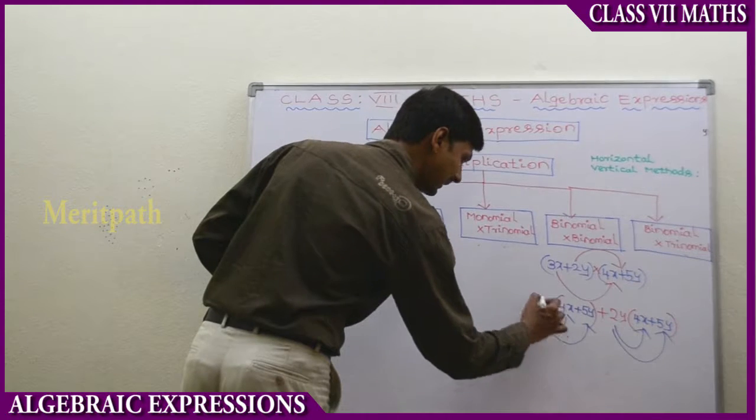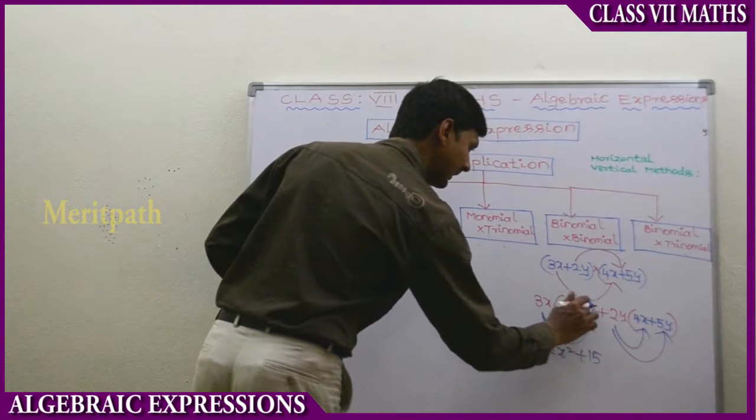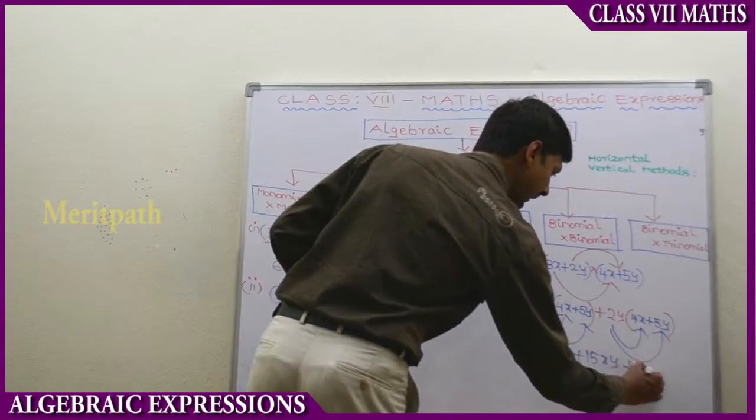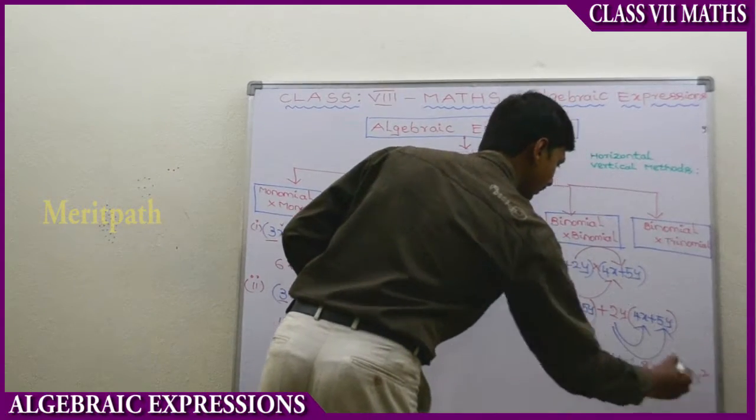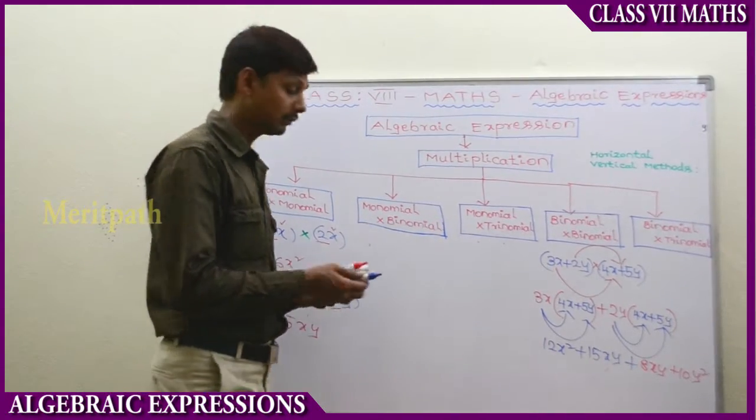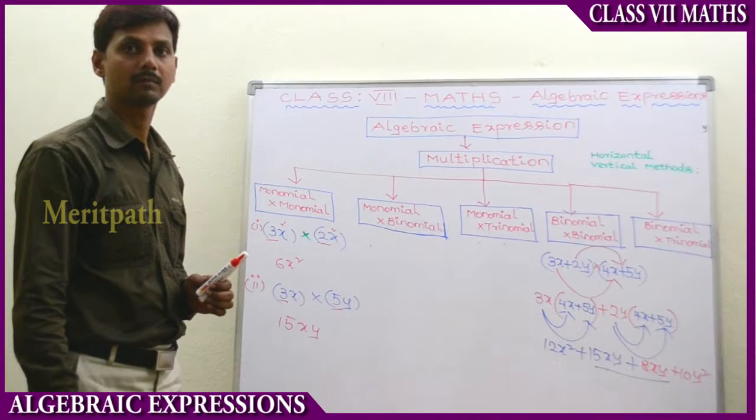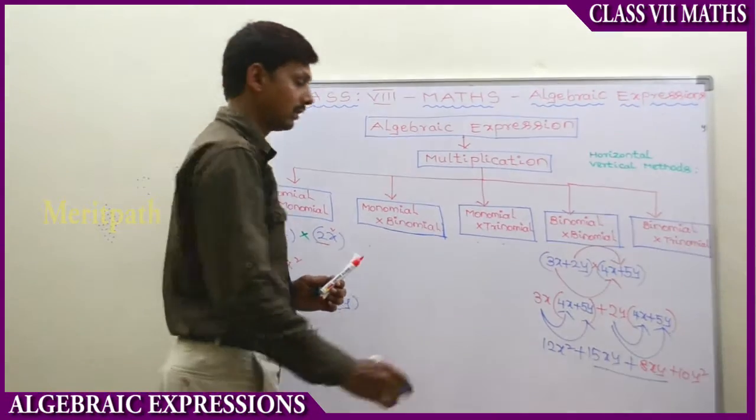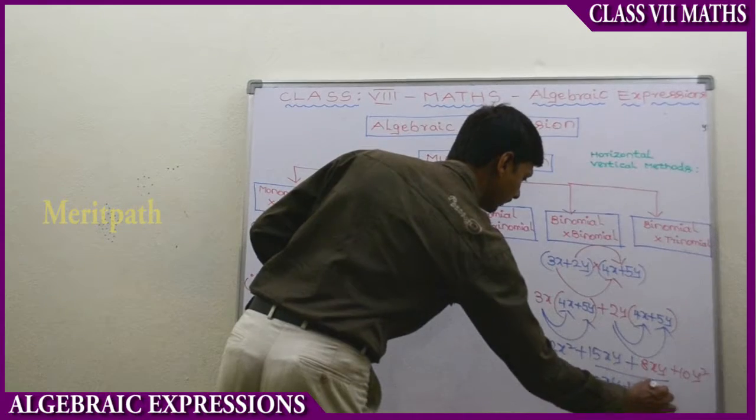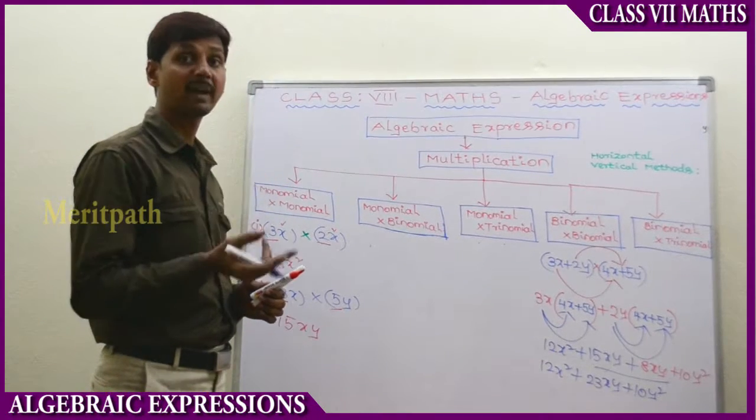3 4s are 12, x into x is x squared, 12x squared. 3 5s are 15, and x into y, xy. Plus with the second one, 2 4s are 8, 8xy, and this 10y squared. So we multiply binomial by binomial and we got this solution. There are two like terms, you can add these two like terms. So 12x squared plus 23xy plus 10y squared. After simplification, we got the solution for binomial by binomial.